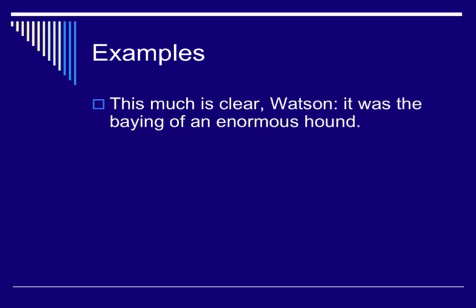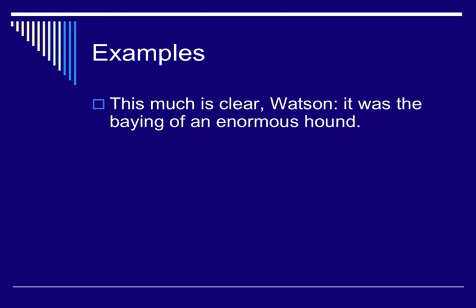For example, this much is clear, Watson: it was the baying of an enormous hound. So that second part, it was the baying of an enormous hound, is further explaining what is clear. And so we actually have 2 independent clauses stuck together. We have to be careful because oftentimes that has the potential to create a run-on sentence, which we've talked about in previous podcasts.